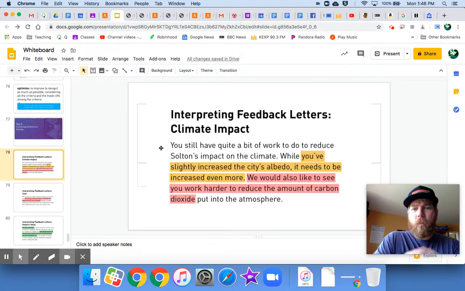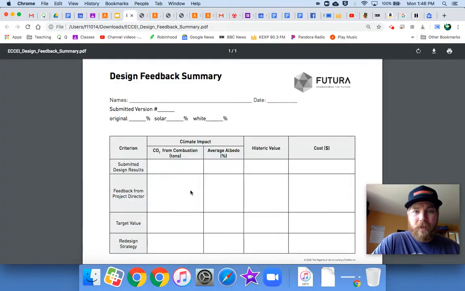So what are we saying here? Basically, does Marcos like our climate impact? Or does he sort of have a negative view of it? Based on what it says here, it seems like we have some work to do. And so, yeah, we've slightly increased the city's albedo. I'd like to see more work to reduce the amount of carbon dioxide. So in our feedback, we would write something along those lines right here. We would sort of summarize, hey, here's what Marcos said.